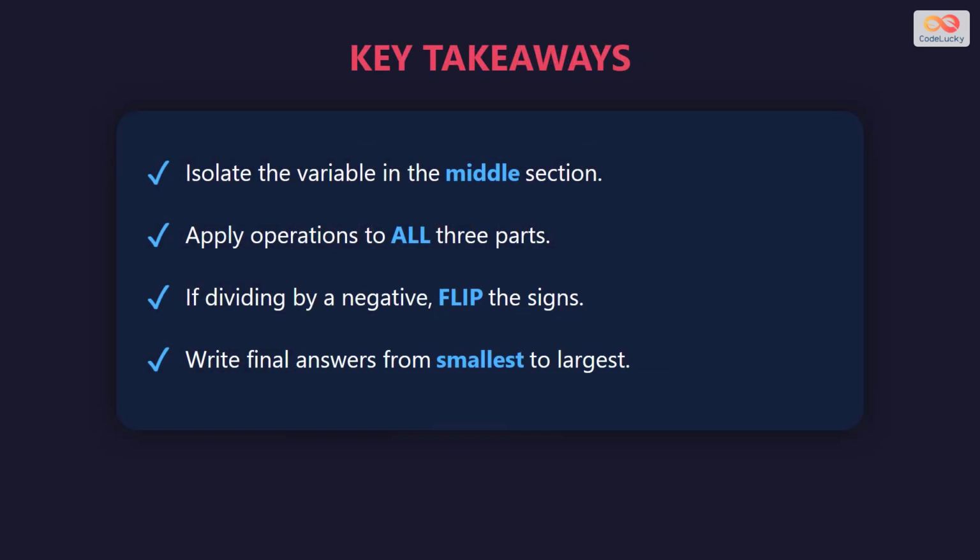To wrap up, remember these key points. Your goal is to isolate the variable in the middle. Always apply your operations to all three parts, left, middle, and right. And finally, never forget to flip the inequality signs if you multiply or divide by a negative number.